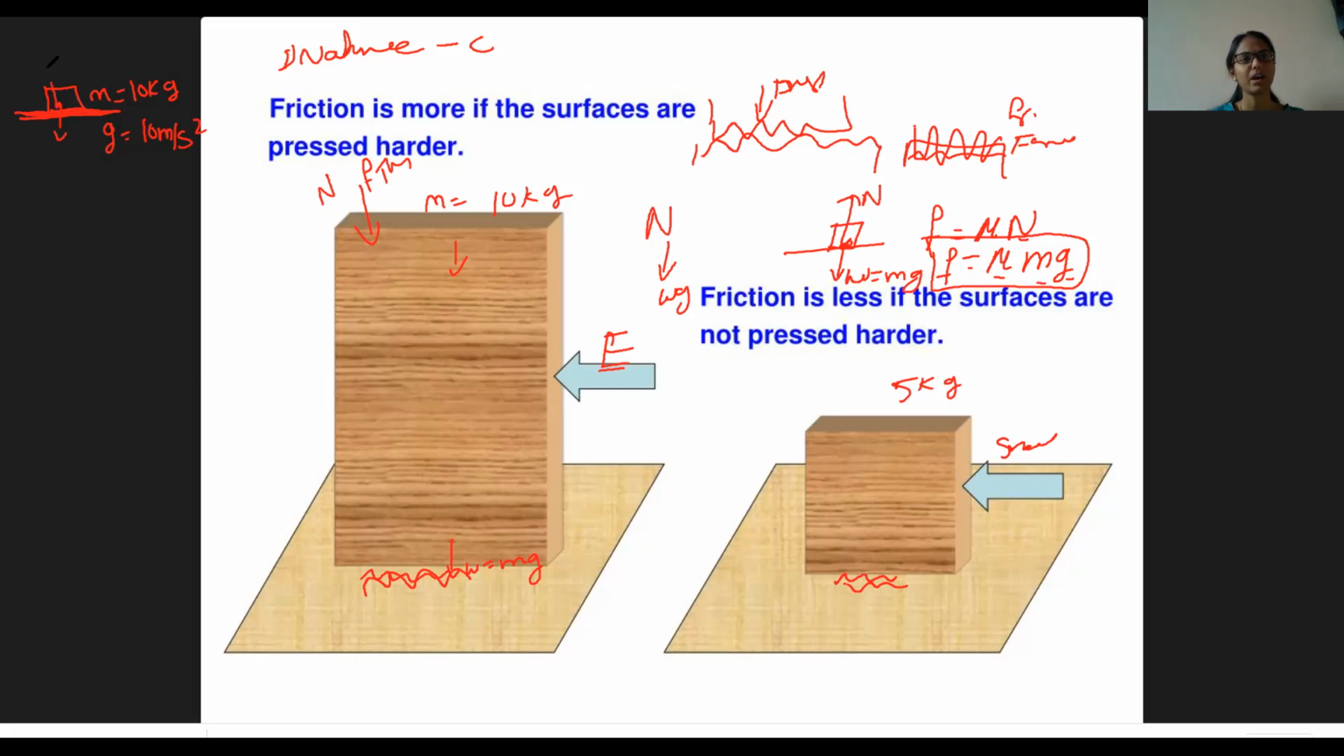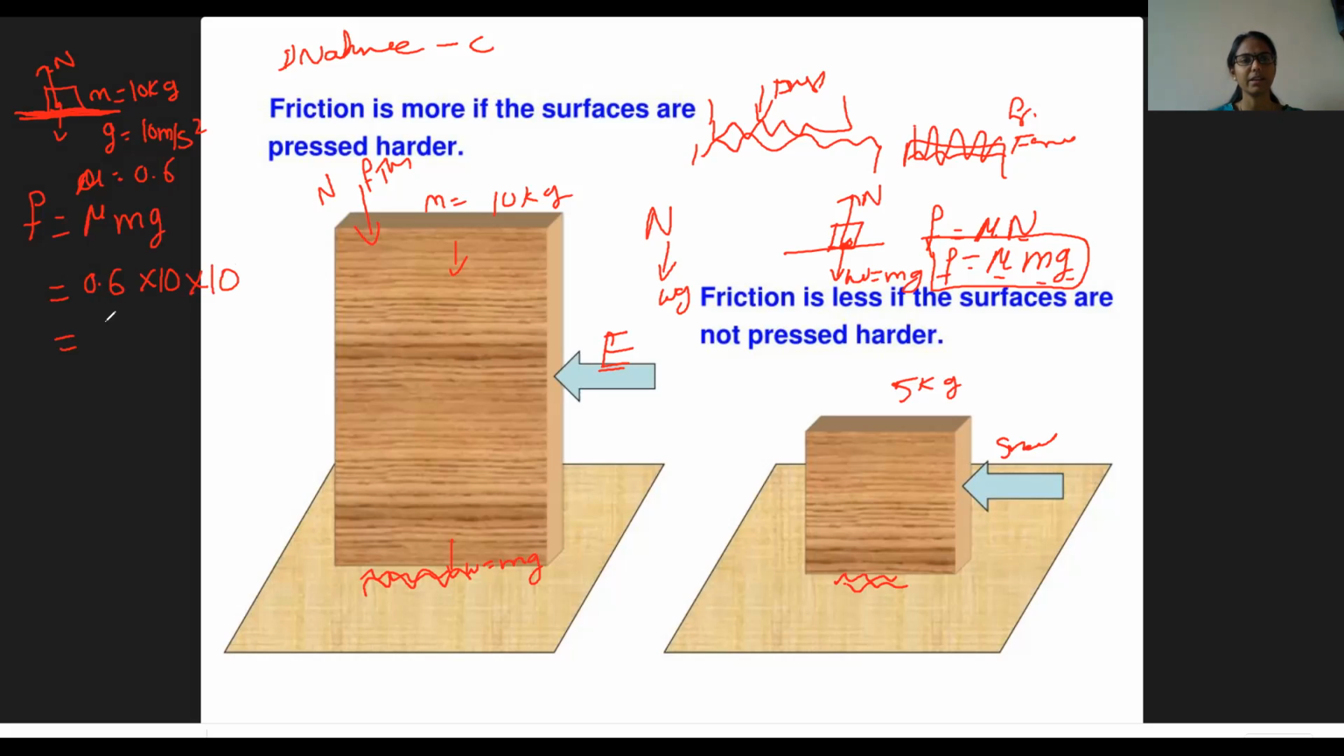Now you know the normal reaction will be acting in the upward direction. So how to find the friction? Now friction is equal to, let us take the coefficient of friction mu equals 0.6. Now you can find the frictional force acting on the body: mu, which is given as 0.6, into the mass of the body, 10 kg, into gravity, 10.